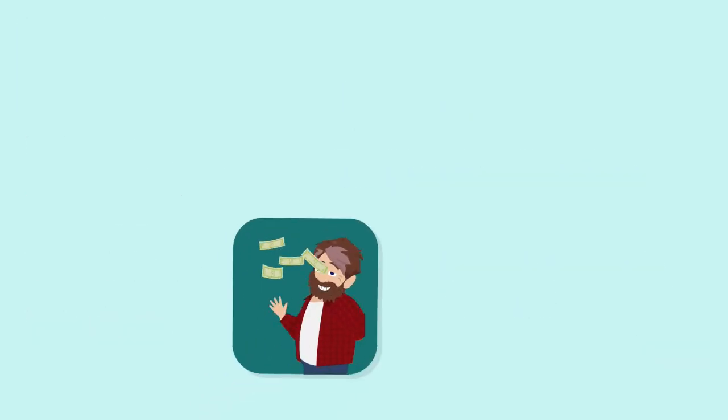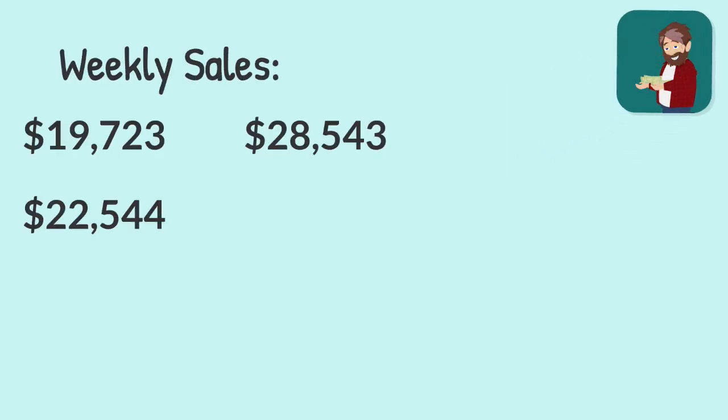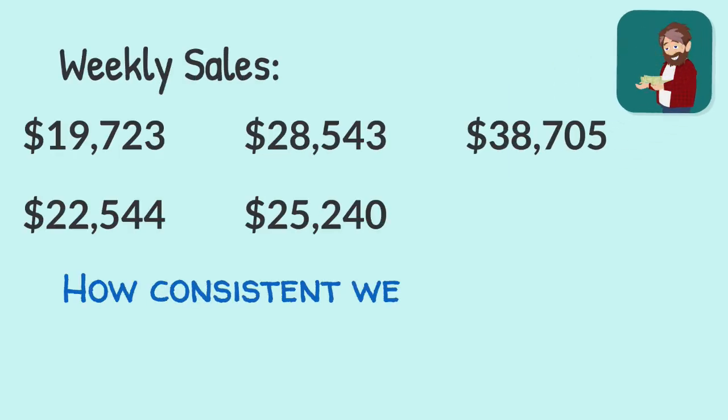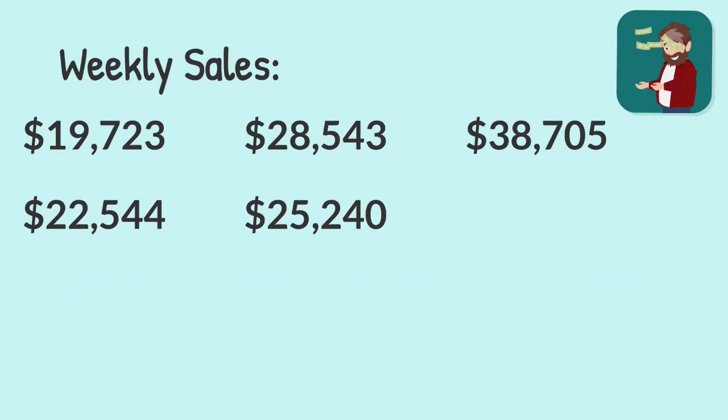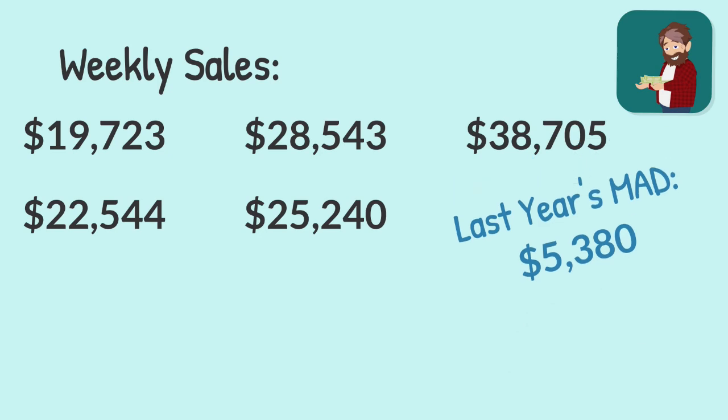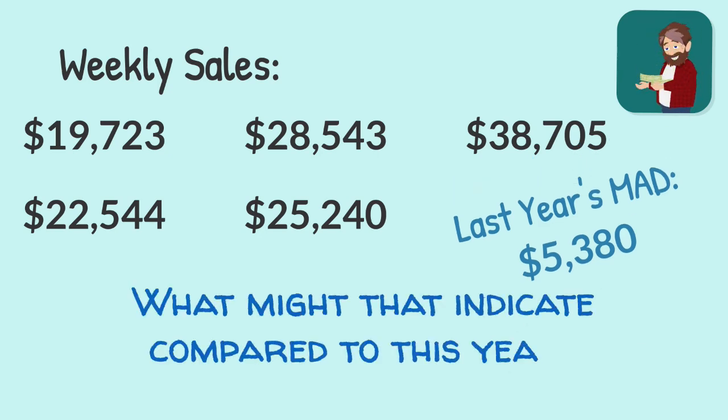Joe tracks the weekly sales in his shop over the past 5 weeks. The amounts are as follows. How consistent were his sales? Last year, he said his MAD for the same time was $5,380. What might that indicate compared to this year?